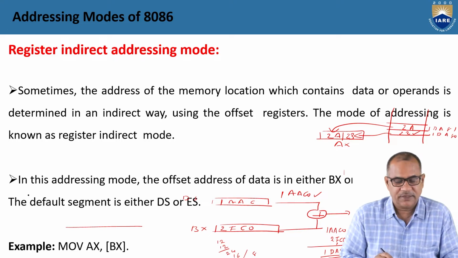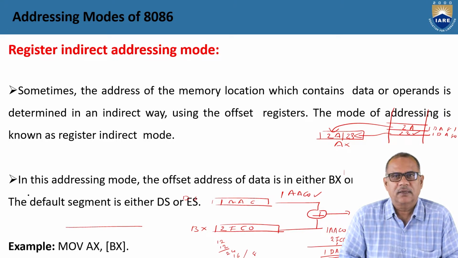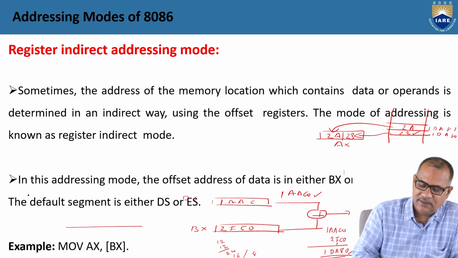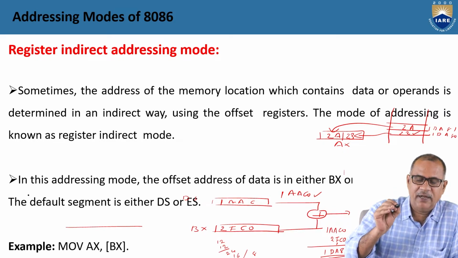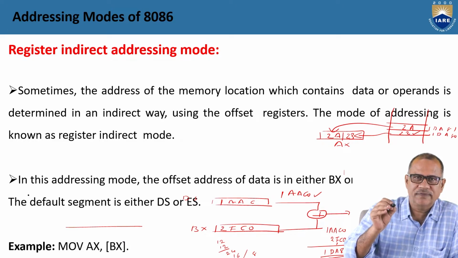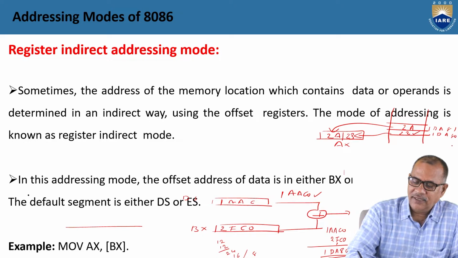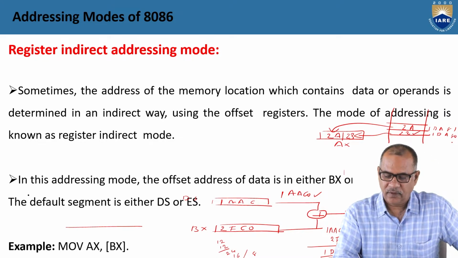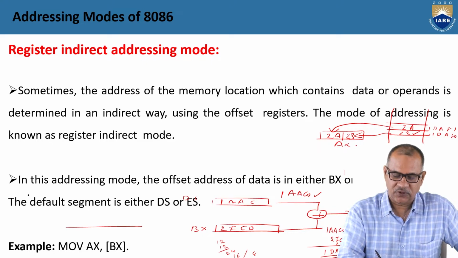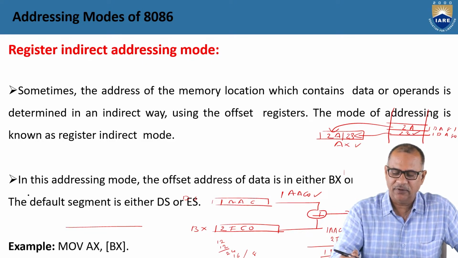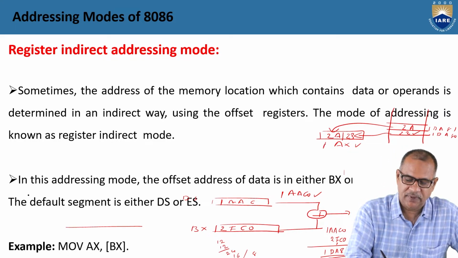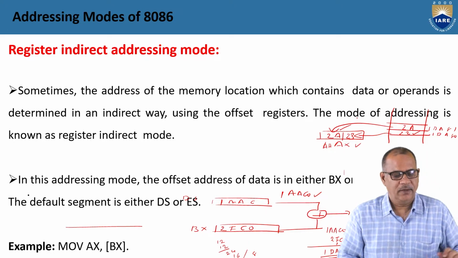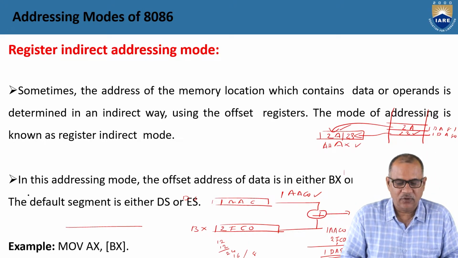When you execute this instruction, MOV AX, [BX], the bus interface unit calculates the 20-bit physical address, which is 1DA80, assuming that the data segment is initialized with 1A AC and BX is initialized with 2FC0. The contents of memory location 1DA80 are transferred to AL, and the contents of the next memory location, 1DA81, which is 2A, are transferred to AH. So this is how the register indirect addressing mode works.